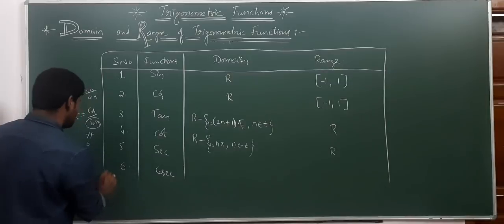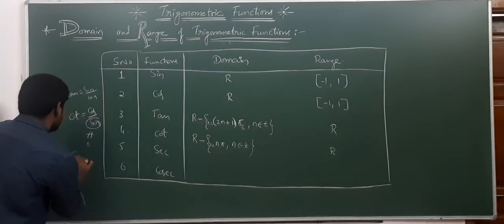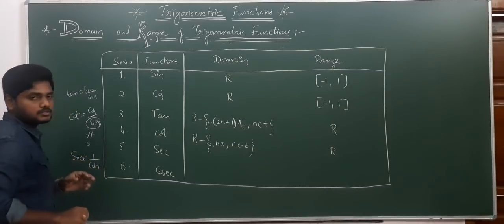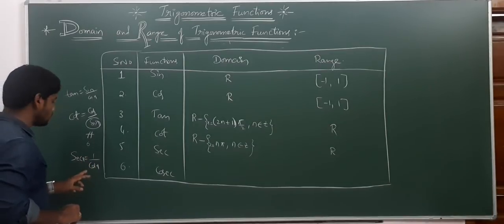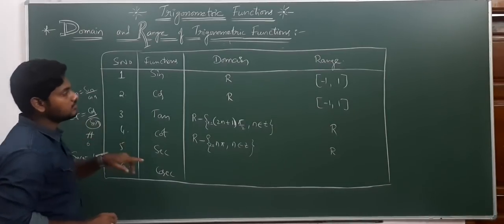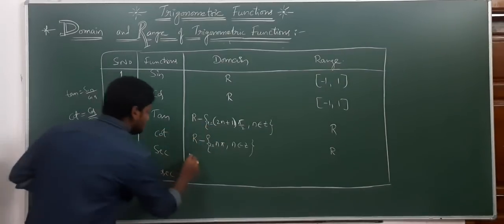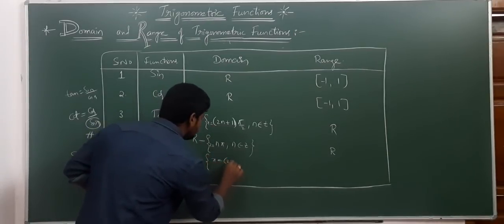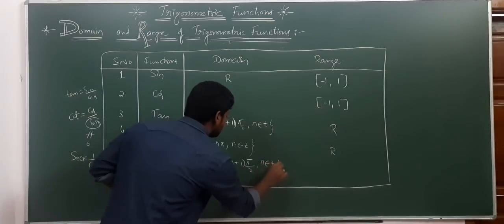Next, when it comes to secant and cosecant, you know that secant means what? Secant means 1 by cos. So this is also p by q form, q not equal to 0. Cos x not equal to 0. Where is cos x equal to 0? At this level. So for secant also it will be R minus of x equal to (2n plus 1) into pi by 2 where n belongs to Z.